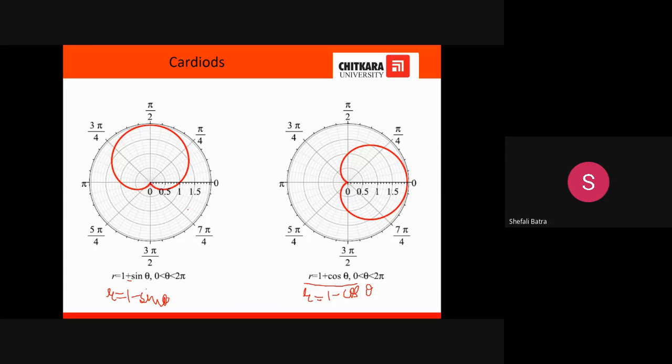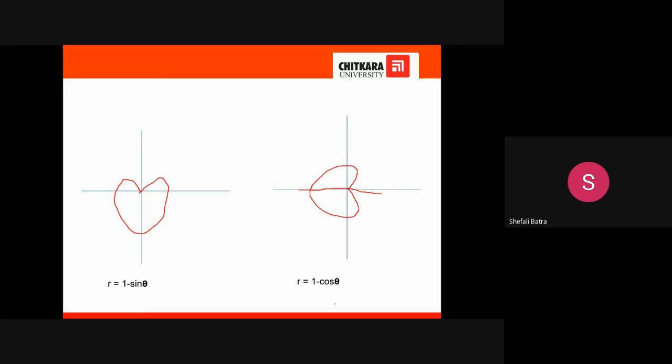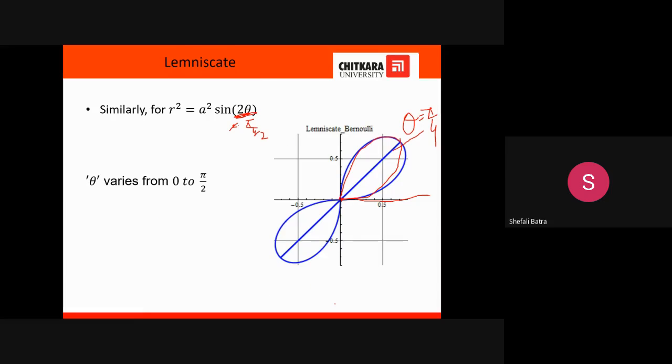Cardioid. For cardioid, r is equal to 1 plus sin θ, 1 minus sin θ, 1 plus cos θ, 1 minus cos θ. So sine cardioid would be on the y-axis, cos cardioid would be on the x-axis. If it is plus sin, the maximum part of this cardioid would be on the positive y-axis. If it is negative sin, the maximum part would be on the negative y-axis. If it is positive cos, then the maximum part would be on the positive x-axis. If it is negative, then the maximum part would be on the negative side of the x-axis. Then there will be two lemniscates, one on the x-axis and one on θ equal to π/4.